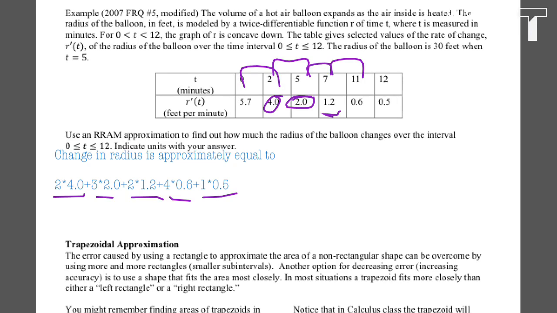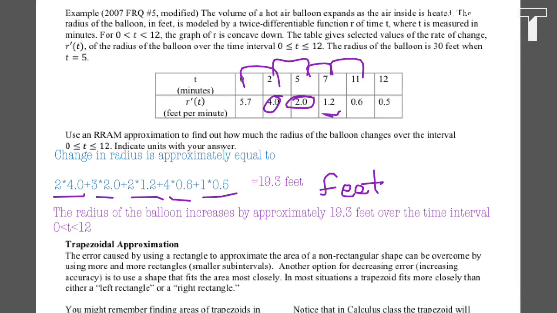So the change, each rectangle is feet per minute times minutes. So the minutes cancel out. And my answer is going to be in feet. So here's my final answer. These all add up to 19.3 feet. So I would say the radius of the balloon increases by approximately 19.3 feet over the time interval 0 is less than or equal to t, which is less than or equal to 12. I have to write in my equal signs because I don't have a typewriter that does it.